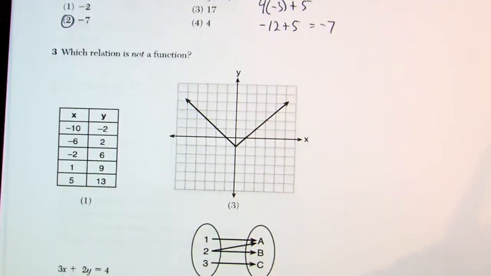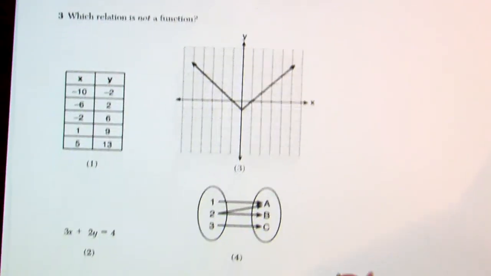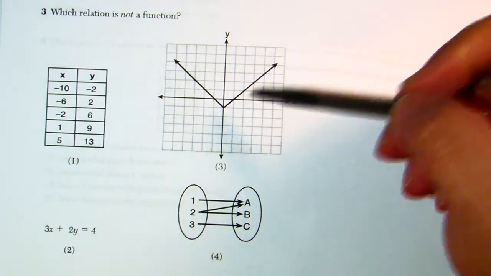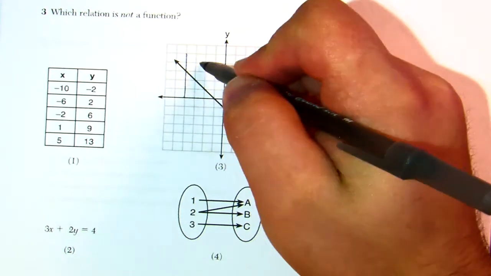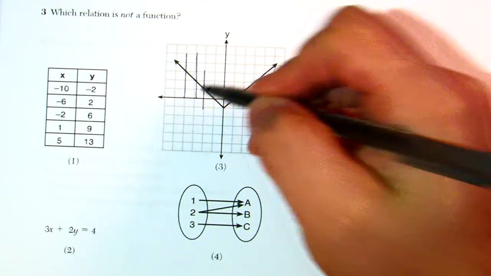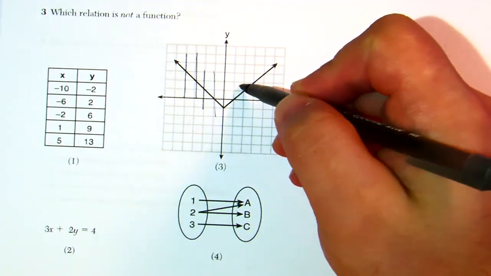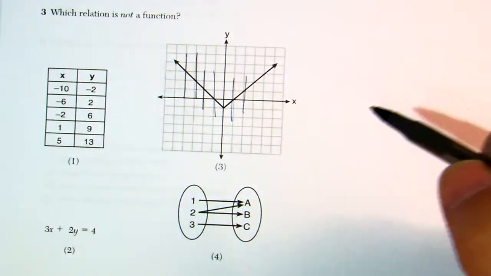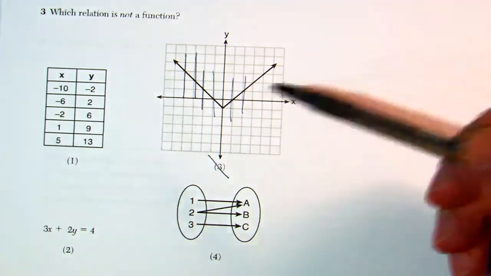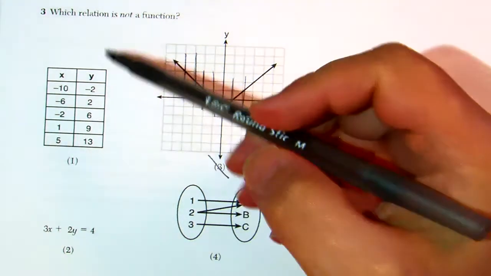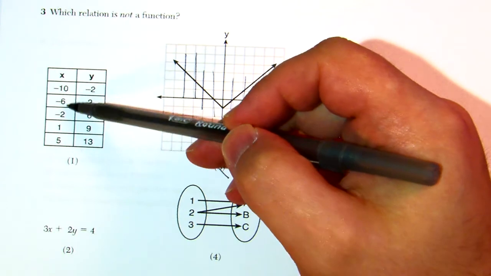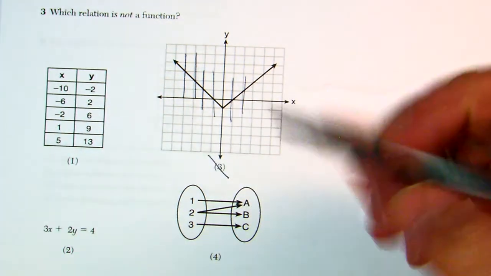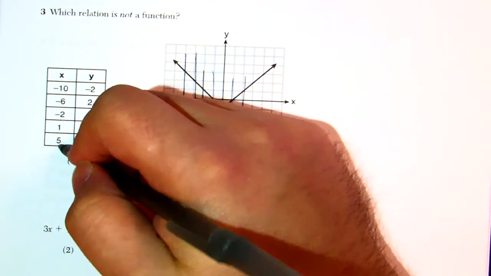Which relationship is not a function? So I'm looking here, and this one will pass the vertical line test. Remember, the vertical line test is that no matter where you draw your vertical line, it only hits the graph once. So we know that is a function. We're looking for what is not a function. Over here, we want to see if any of my x's are repeating, and they are not. They're all different. So we know that is a function, so that's not it.